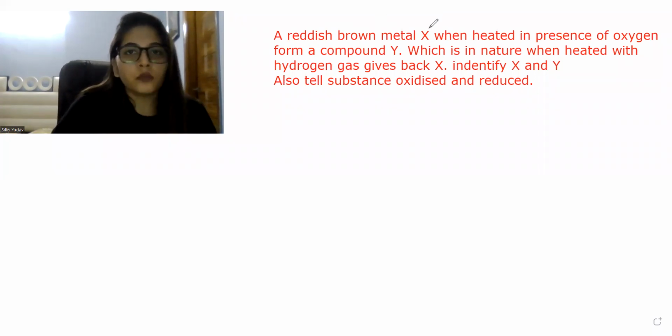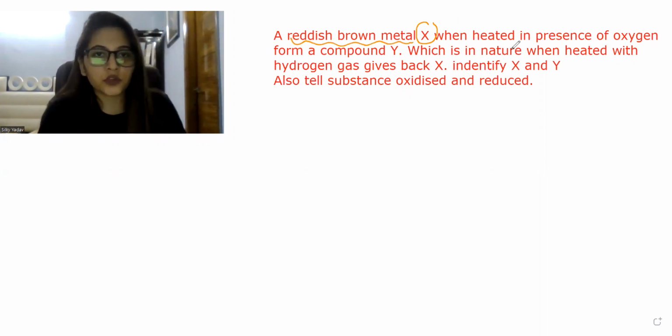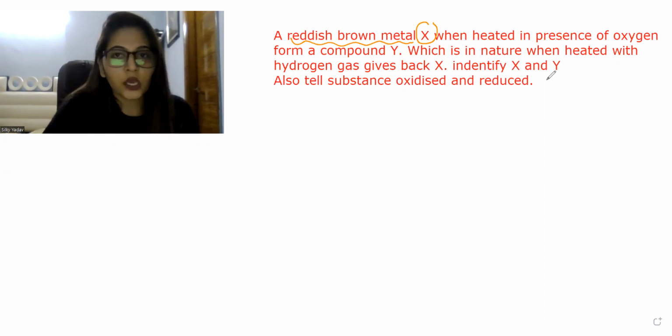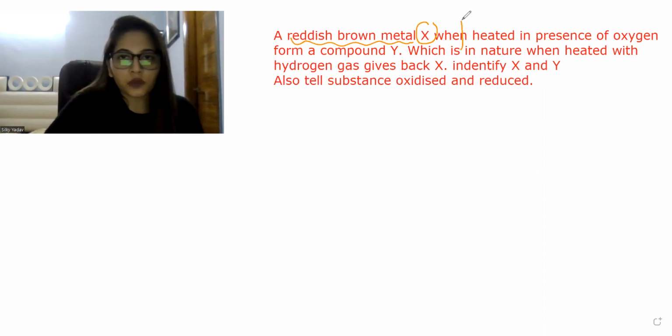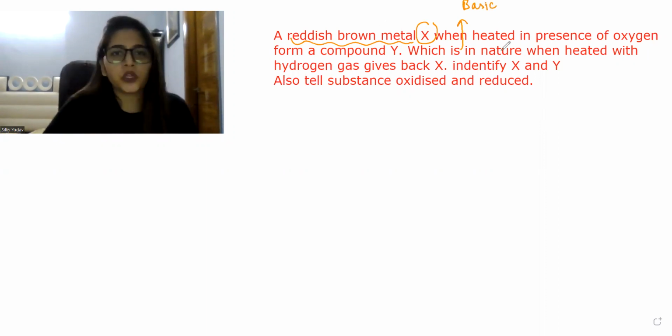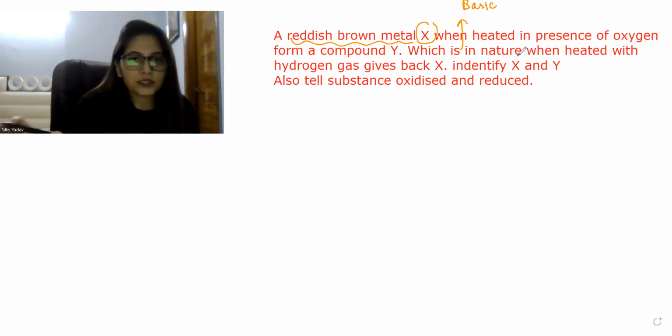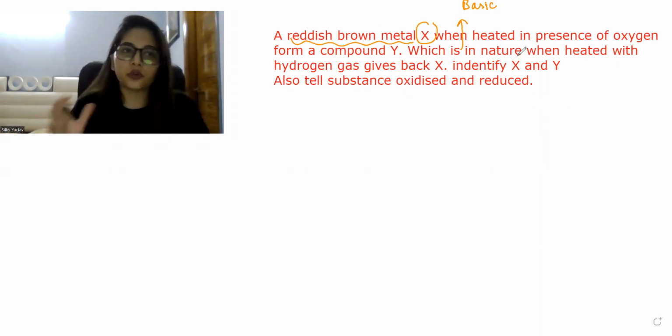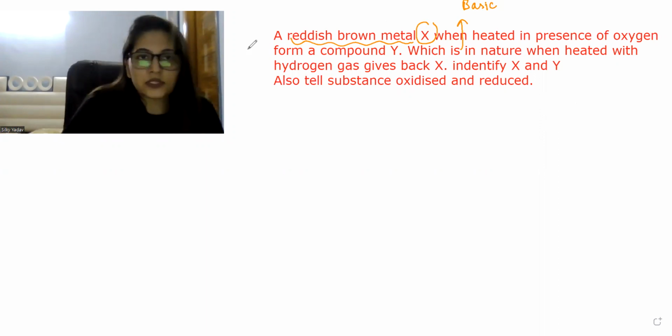A reddish brown metal X. So there is one metal which is reddish brown in color. When heated in presence of oxygen, it forms a compound Y, which is basic in nature. I'm really sorry, I forgot to write it, which is basic in nature. When heated with hydrogen gas, it gives back X. So identify X and Y. Also tell the substance which is oxidized and reduced. So this is our question for today, which we are going to do now.